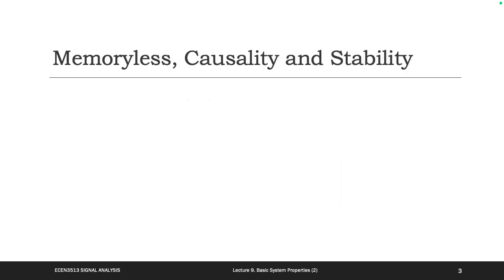Okay, let's review what we have already learned. Do you remember how many properties we talked about in the last class? It is 4, but here is 3. Did you notice which one is missing? Inverse, like invertibility.